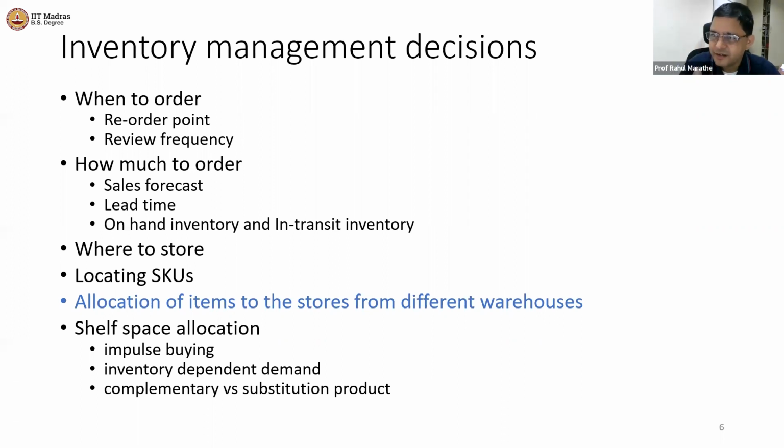The product distance, what is called the Hotelling distance, will start to matter, and we have seen mathematical models of that kind. Yes. So, what do you mean by complementary and substitutional products?